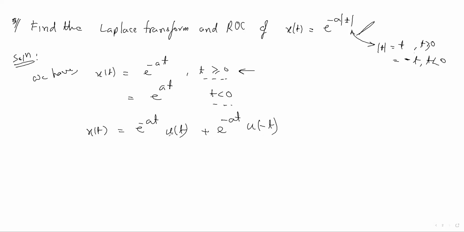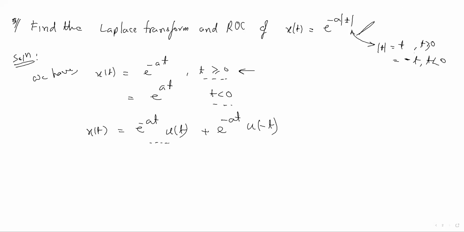Why am I doing this? Why have I brought this u of t here? Because we know the Laplace transform of this function. We solved this function in the first problem of Laplace transform in the previous two classes, and we know its Laplace transform. That's why we have tried to write this signal in terms of u of t. Then obviously we can find the Laplace transform very easily.